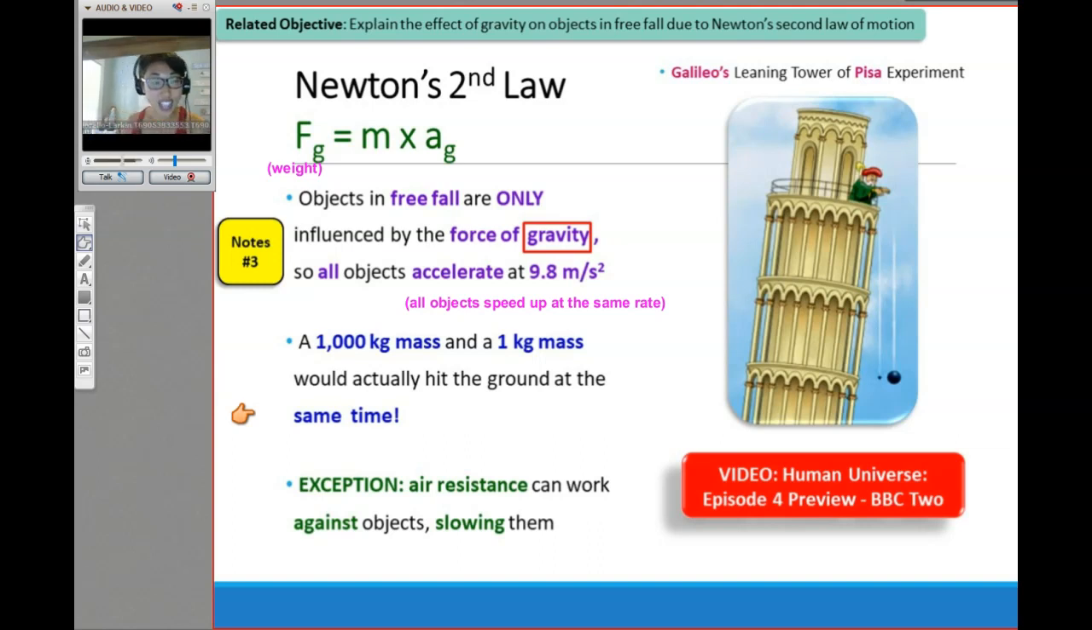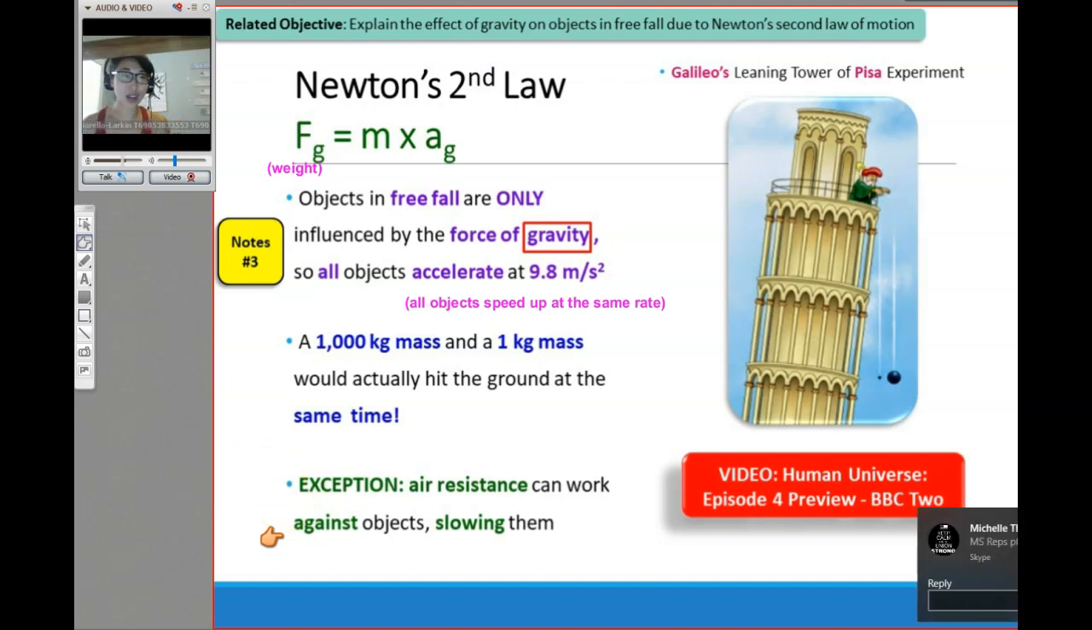Yes, there's actually another force in action. So it's actually not just the force of gravity. And so for feathers, it's not just free fall. For feathers, there's actually air that's resisting the motion of gravity. So it's actually air resistance working against the feathers, slowing them down. But think about what happens once we get rid of air.